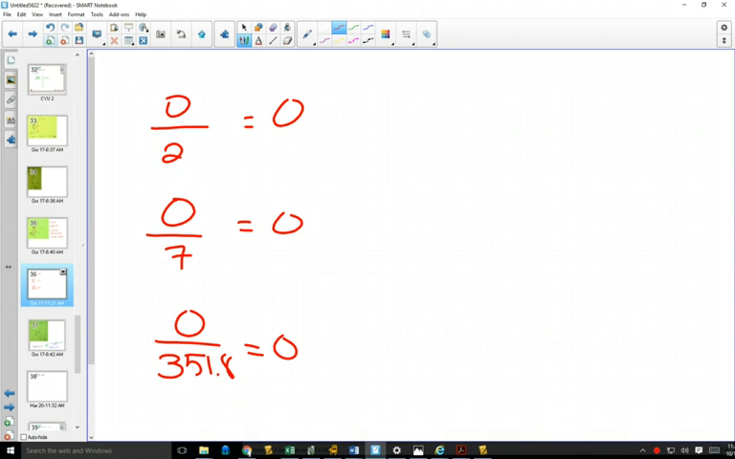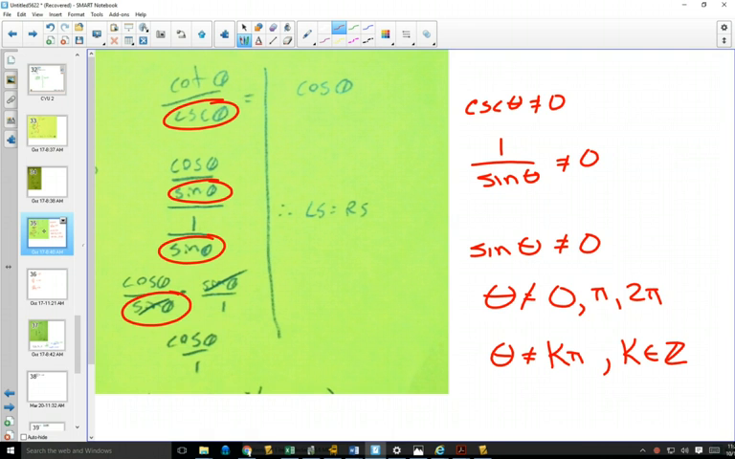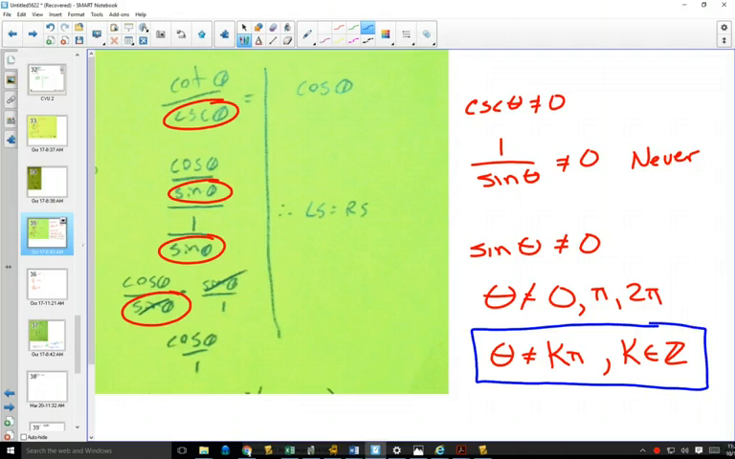Now, the reason I'm showing you this is, it seems really obvious, but a fraction is only equal to 0 when the numerator is equal to 0. So if we take that back to our complicated thing, 1 over sine theta, when is that equal to 0? Never. So you don't have to worry about that one. Cosecant is never equal to 0. So the only non-permissible values in this one are that theta can't equal k pi.